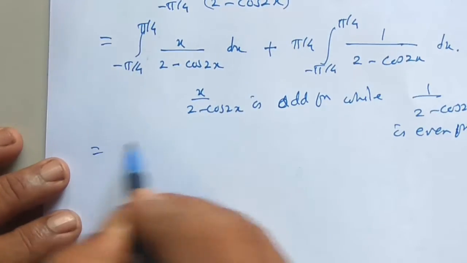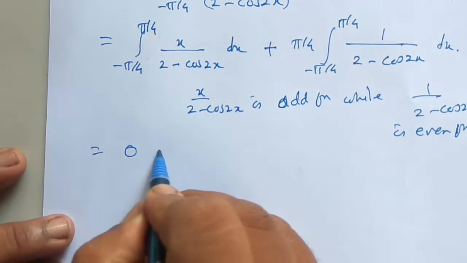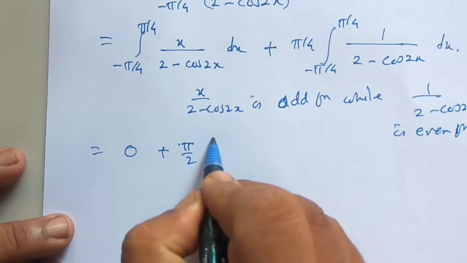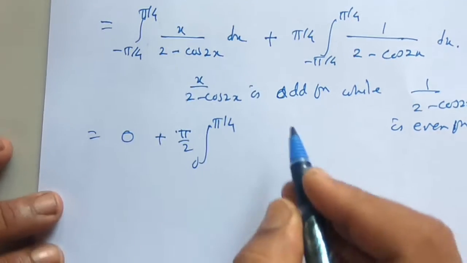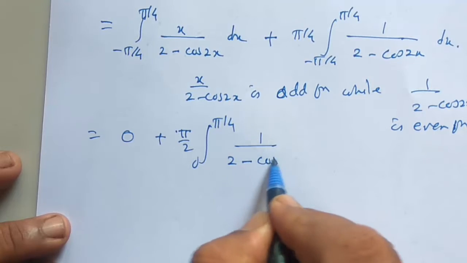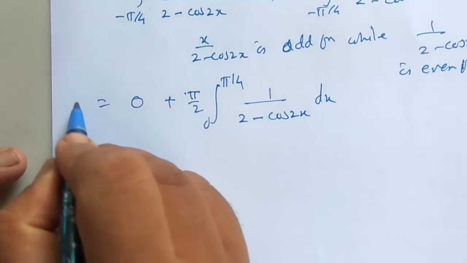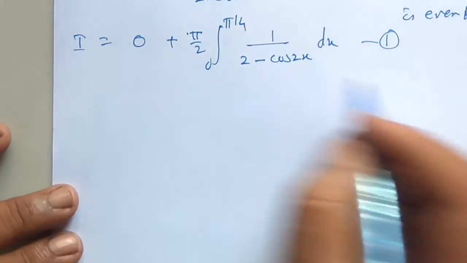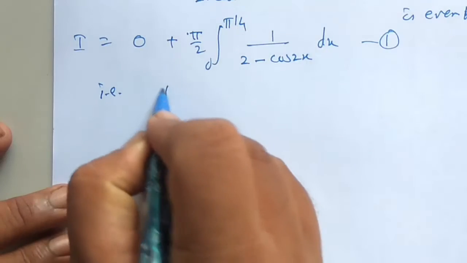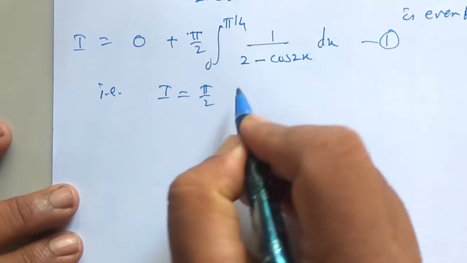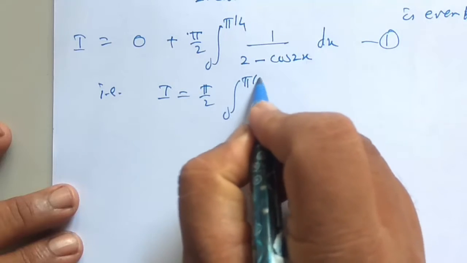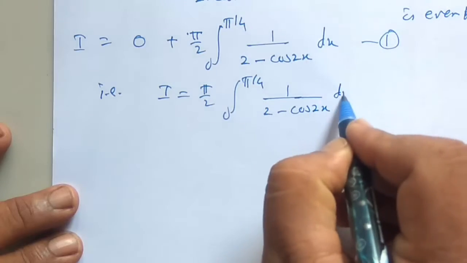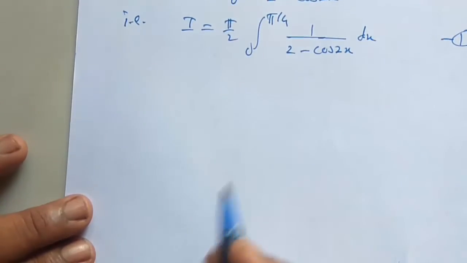And therefore, in the first case it is an odd function, so it is 0, plus here it becomes 2 times pi by 2, integral from 0 to pi by 4, 1 upon 2 minus cos of 2x dx. So this is equal to I. This is equation number 1. That is, we write again, I is pi by 2 integration 0 to pi by 4, 1 upon 2 minus cos of 2x dx.